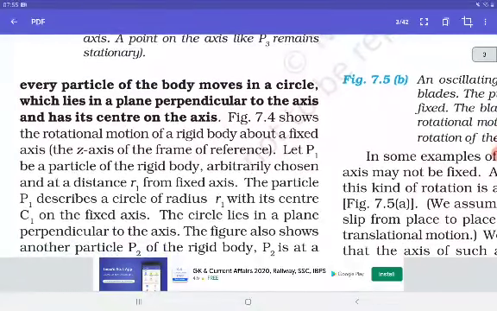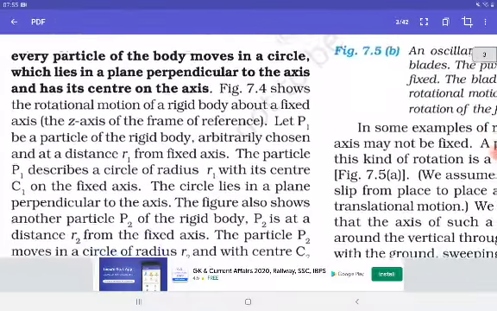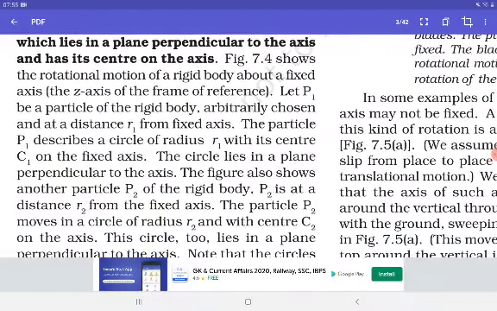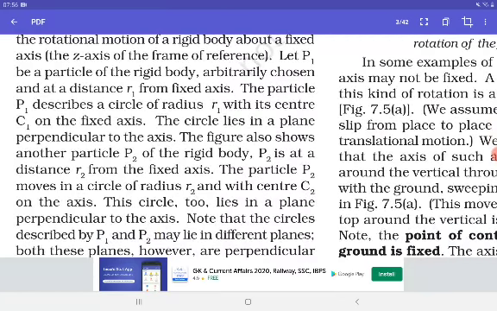The figure shows the rotational motion of a rigid body about a fixed axis. Let P1 be a particle of the rigid body, arbitrarily chosen and at a distance r1 from the fixed axis. The particle P1 describes a circle of radius r1 with its center C1 on the fixed axis. The circle lies in a plane perpendicular to the axis. The figure also shows another particle P2 of the rigid body.